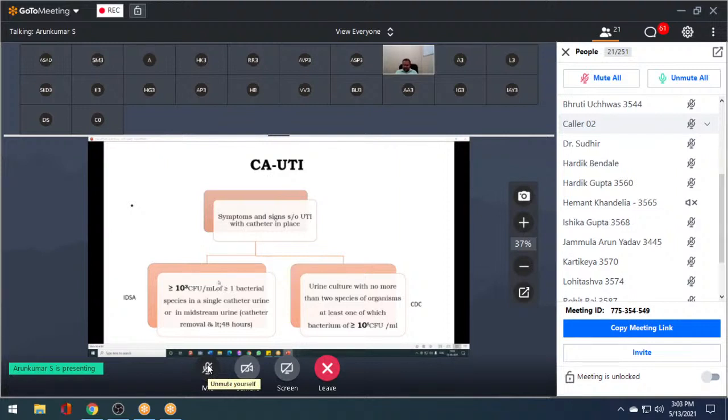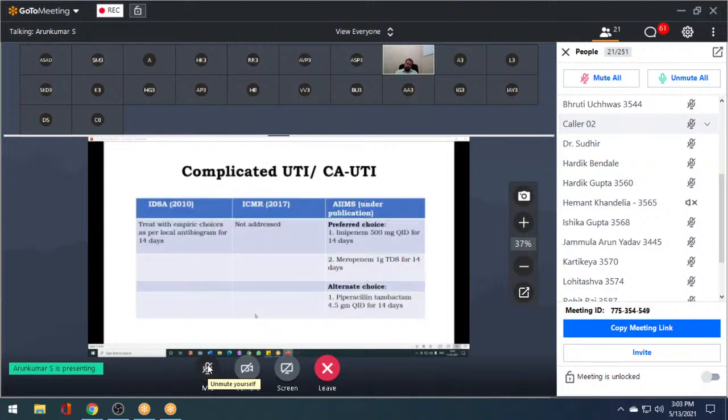As you can see, the definition is slightly different in IDSA. Practically speaking, if the patient is symptomatic and it is more than 10 power 3, we still treat at AIIMS. So that's a practical thing which we follow. Probably the IDSA guidelines are more practical with regard to this.